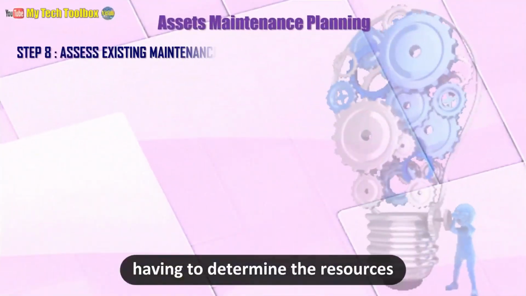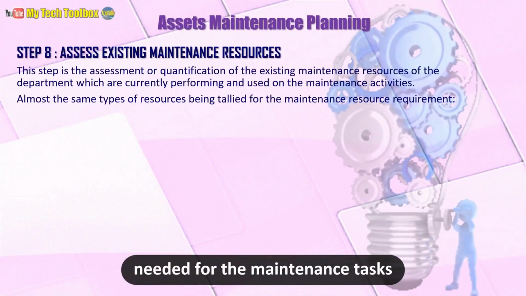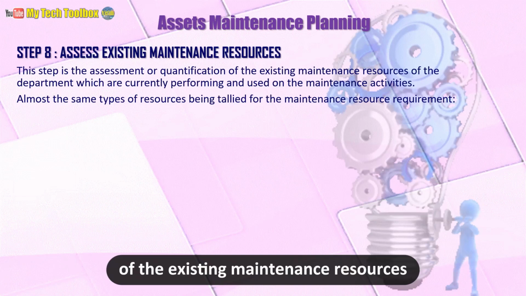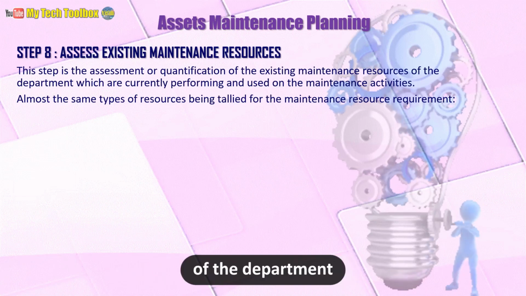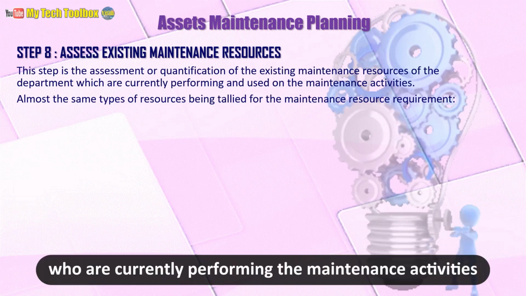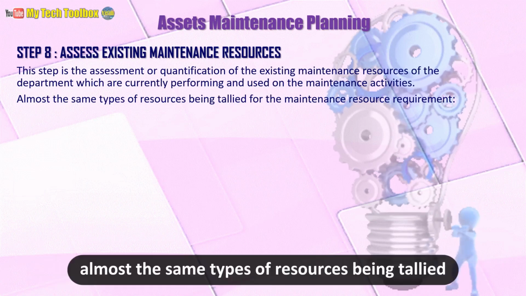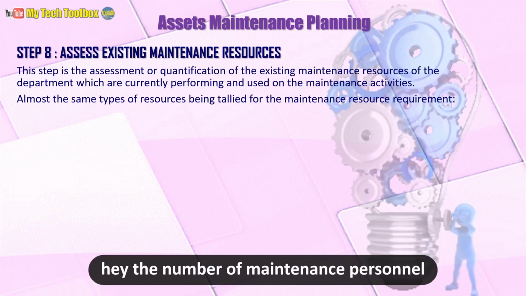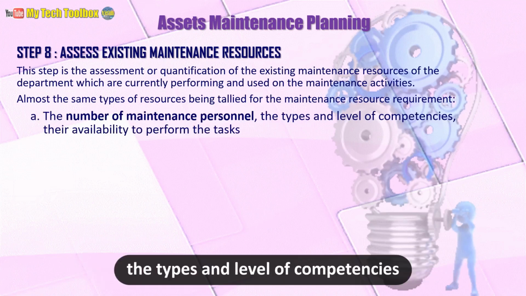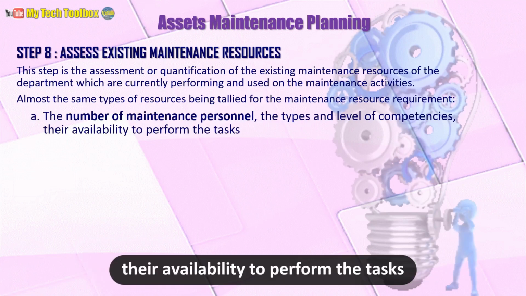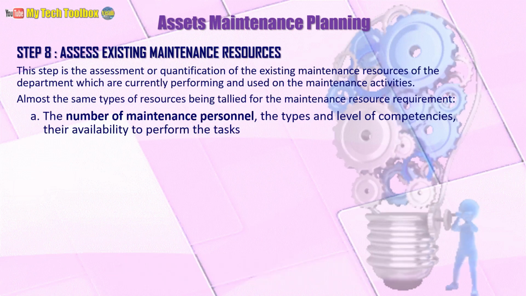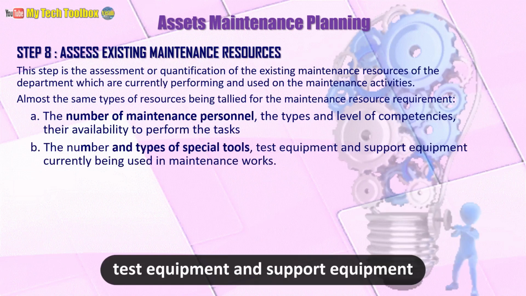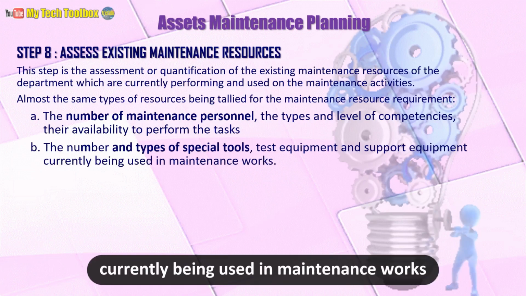Having determined the resources needed for the maintenance tasks, the eighth step in maintenance planning is the assessment or quantification of the existing maintenance resources of the department who are currently performing the maintenance activities. Almost the same types of resources are being tallied for the maintenance resource requirement. A. The number of maintenance personnel, the types and level of competencies, their availability to perform the tasks. B. The number and types of special tools, test equipment, and support equipment currently being used in maintenance works.